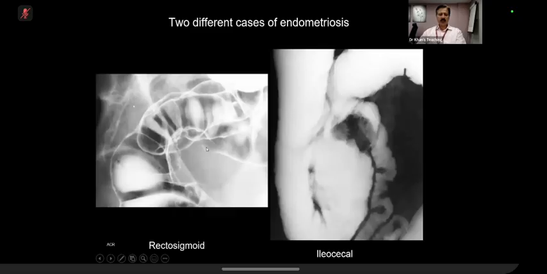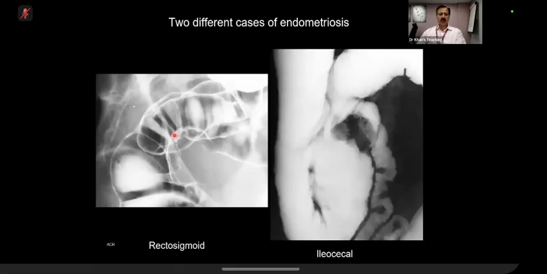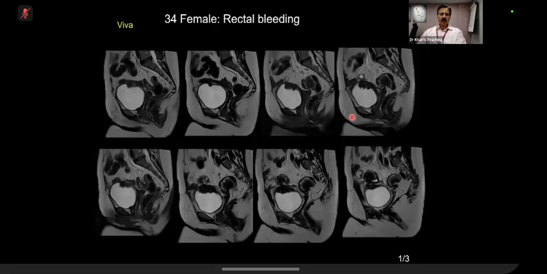Endometriosis is an exam case. They can show you endometriosis on a barium, and there are various sites where it will adhere. Rectosigmoid is one of the classical sites, just like what we have learned previously. On the other hand, it can be ileocecal also. So this is another example.